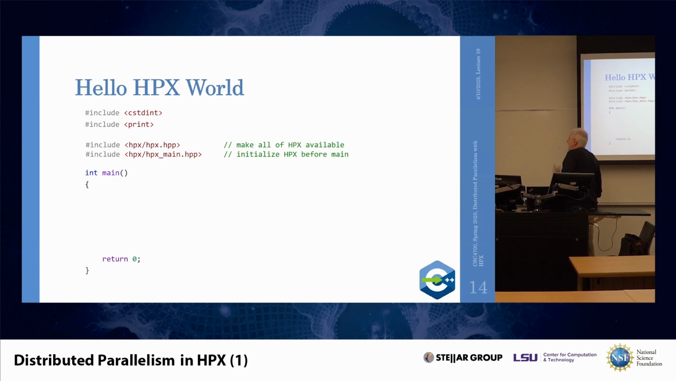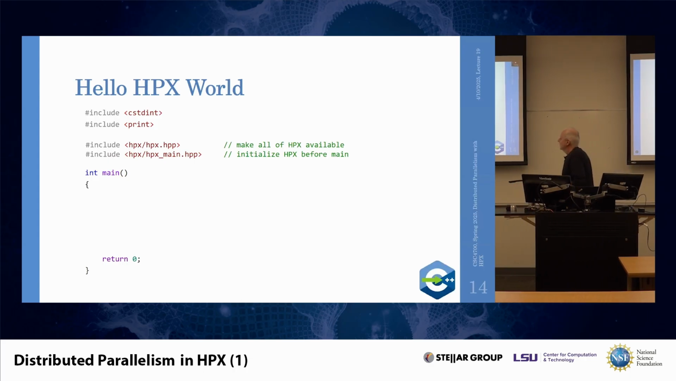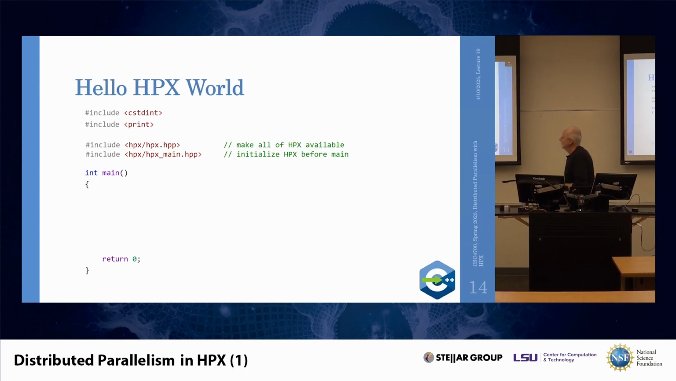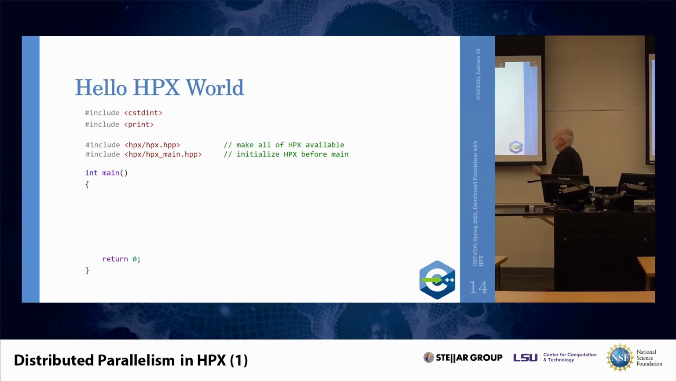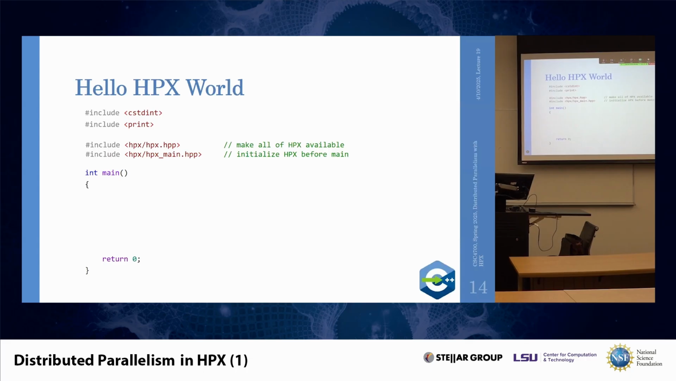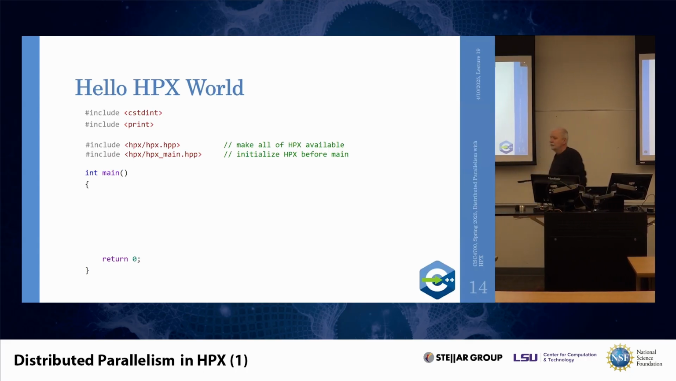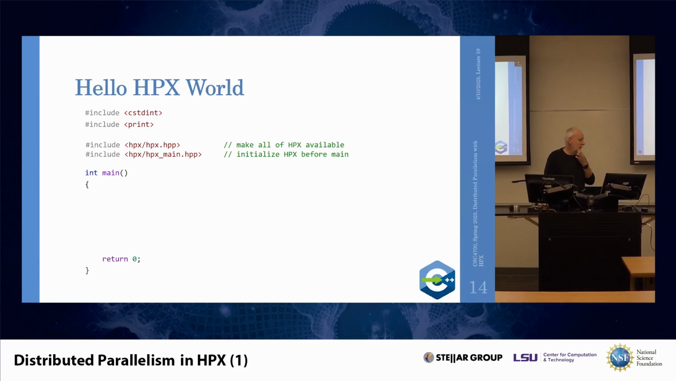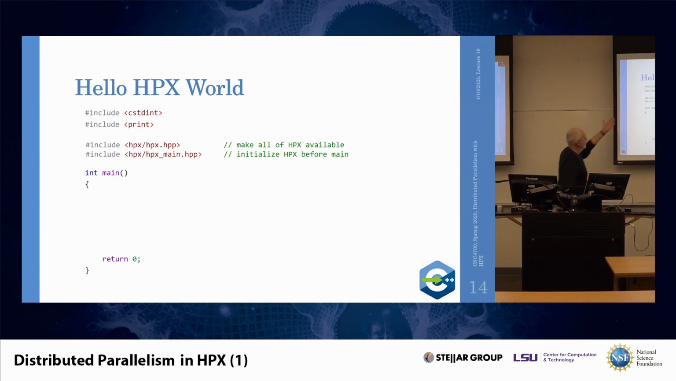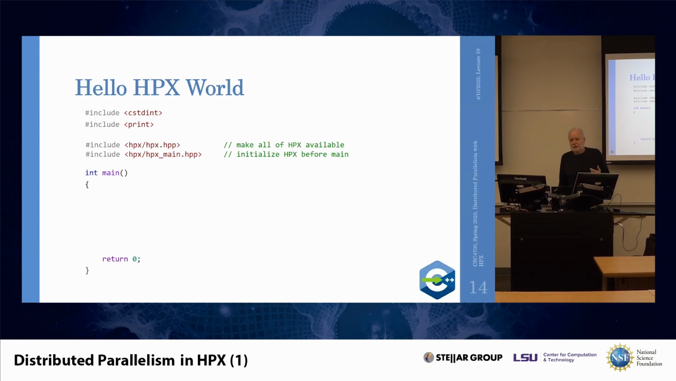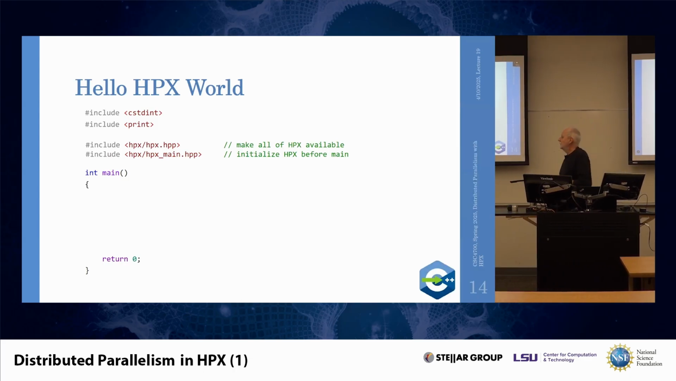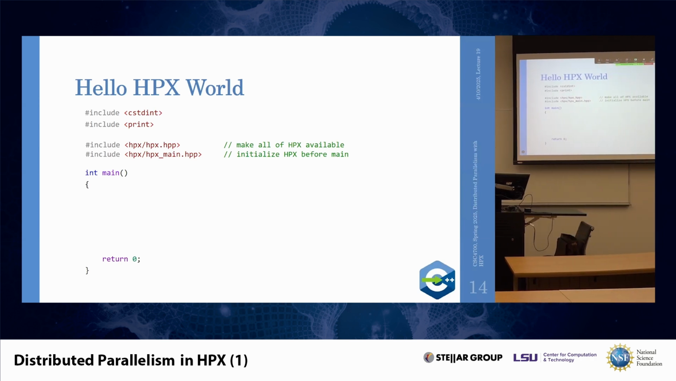Okay, so let's go back to HPX. A very simple HPX program I wanted to recap and remind you of is this. We have a normal main, and we have to include two additional header files. One which makes all of HPX available, that's the HPX header, and another one, the HPX main one, which is needed only in the file where you actually have a main function.